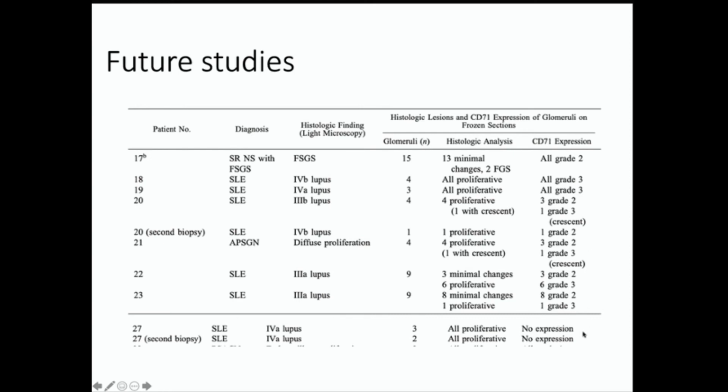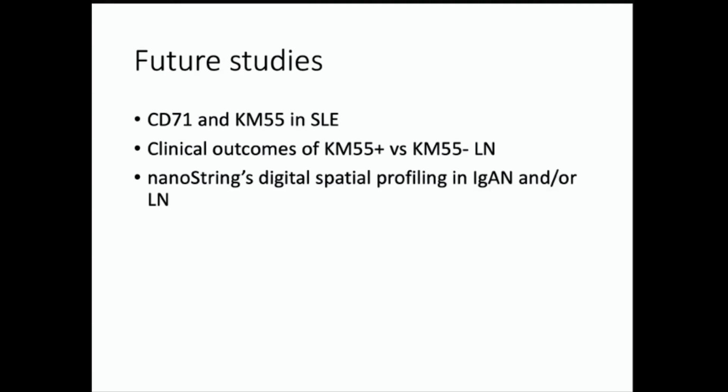I feel like we are seeing similar situations as when we started to look at KM55. I think it will be interesting to do CD71 and KM55 dual staining in lupus cases. I'm curious, for the KM55 positive lupus cases, if they are also positive for CD71, or if the CD71 detected in lupus nephritis cases is because of the presence of galactose deficient IgA1. I think that's interesting to explore.